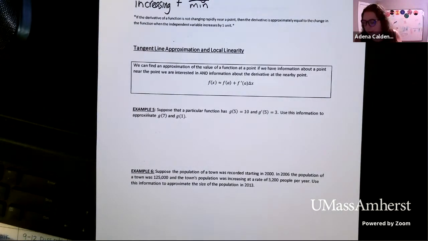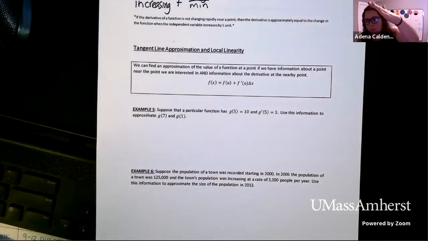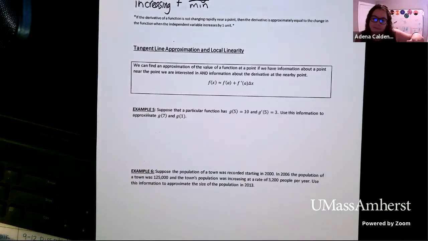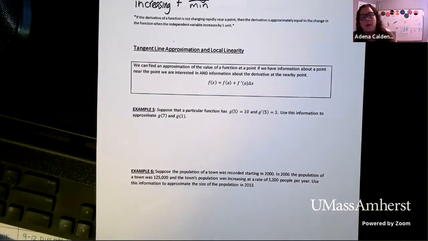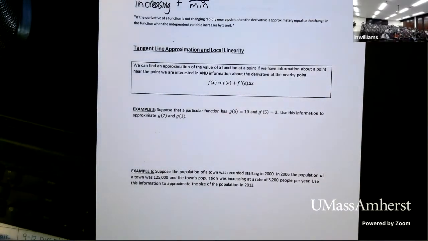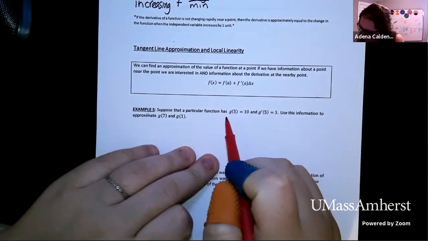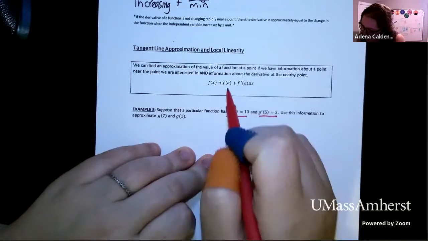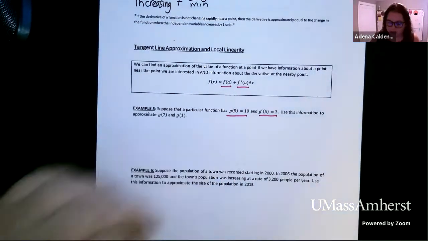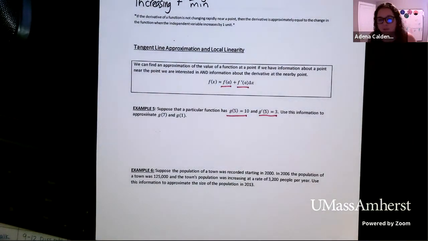So we'll look at one together to make sure we can get all these pieces, but the idea is that if I know the value of a function and how much it's changing at that point, I can use that to try to predict where the function is going or where it's been, okay? So let's see how this works. So example 5, suppose that for a particular function, g of 5 equals 10 and g prime of 5 equals 3. Okay, so that's going to line up to what we need here, the function and the derivative. Use this information to approximate g of 7 and g of 1.